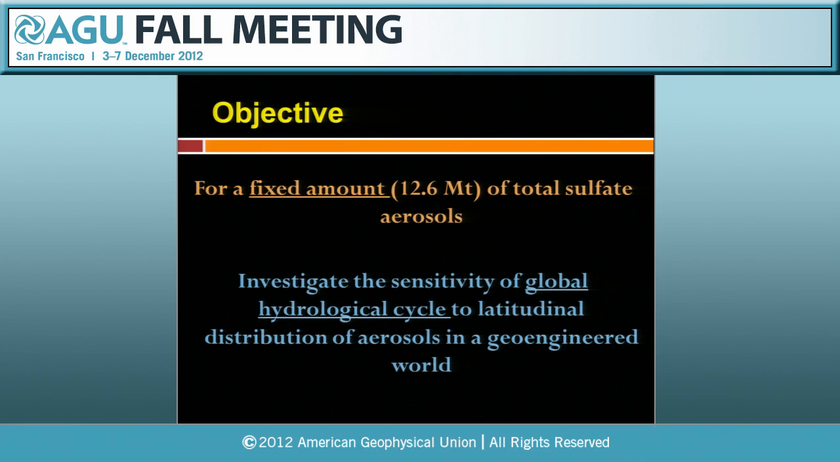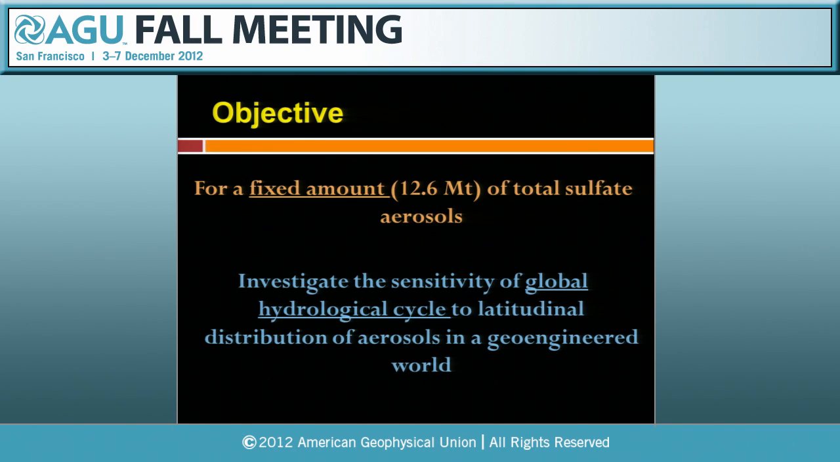Okay, so let me summarize what was done in this study. Basically, we fixed the total amount of aerosol, 12.6 megaton of total sulfate aerosol, and the idea was to vary this amount meridionally, in an idealized fashion, to see how the global mean hydrological cycle responds.